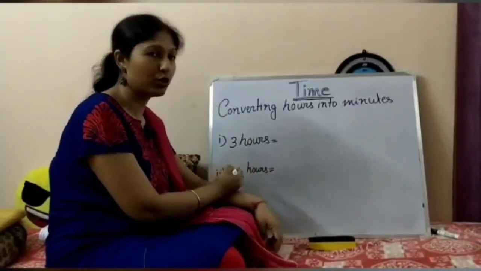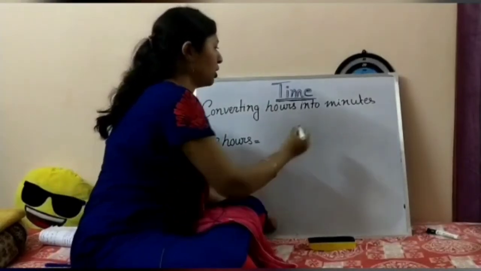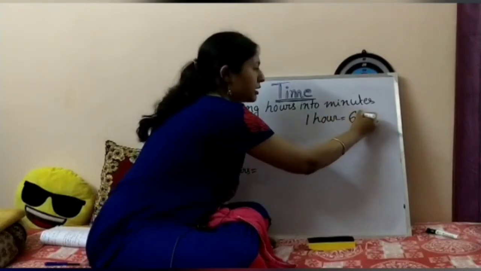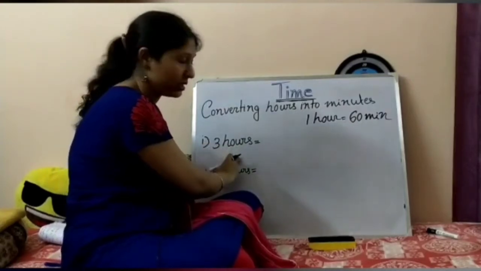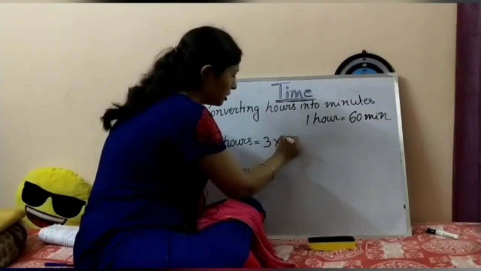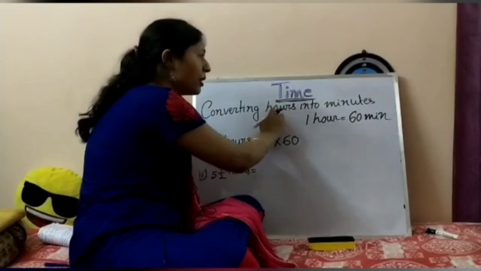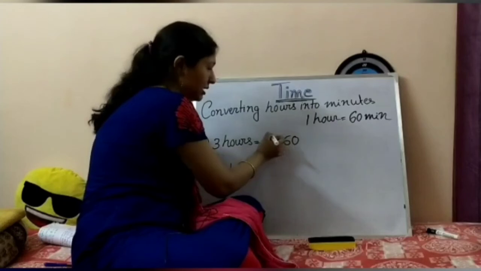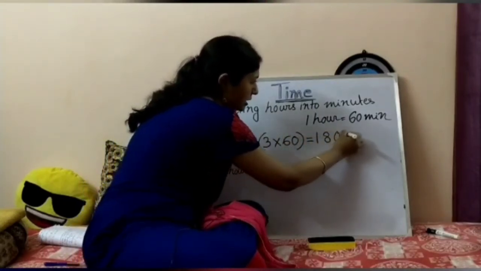Now I am going to show you converting hour into minute. We know that 1 hour equal to 60 minutes. So I took here 3 hours. How will write 3 into 60? Because 1 hour equal to 60 minutes, when we will convert it hour to minute, we should multiply 3 with 60. It will came 180 minutes.